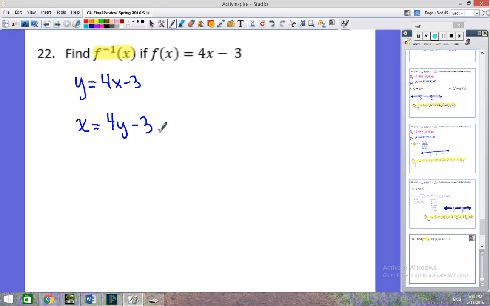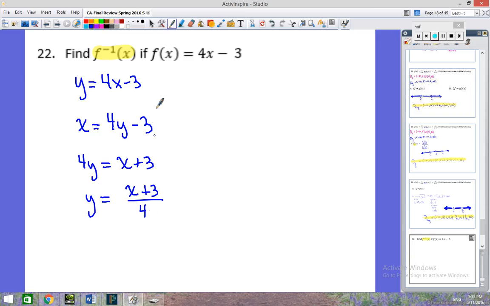Now I need this equation to be written in terms of y. I need to solve for this y. So I need to add 3 to both sides. I'm going to write the 4y on the left, x plus 3, and now I'm going to divide by 4 to get this y by itself.